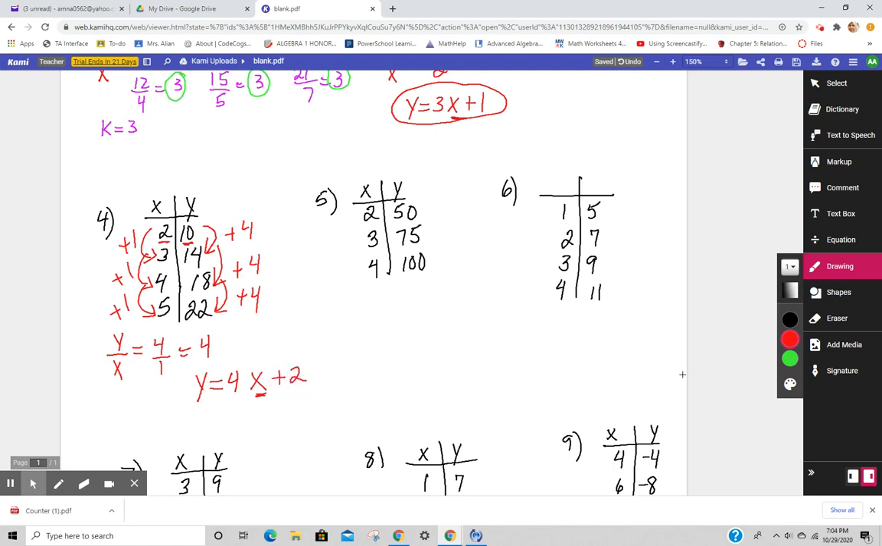Now let's check and see if it works every time. 4 times 3 is 12, and 12 plus 2 is 14. It works. Let's check the next one. 4 times 4 is 16, and 16 plus 2 is 18. It works. 4 times 5 is 20, and plus 2 is 22.